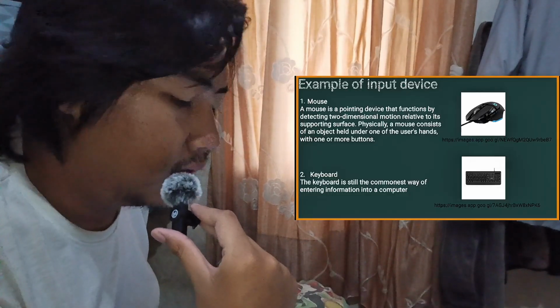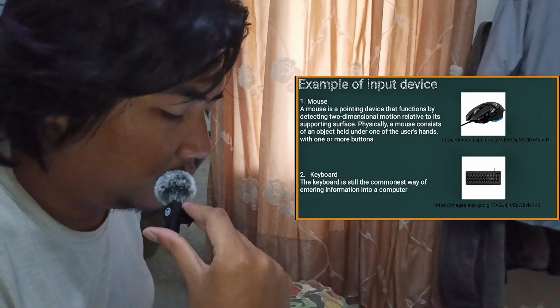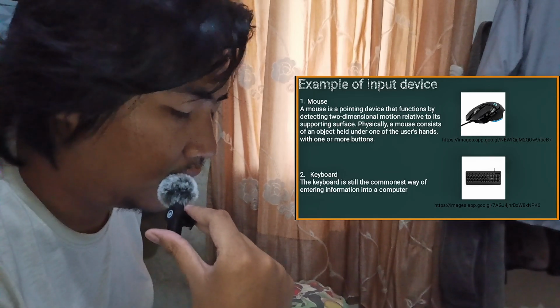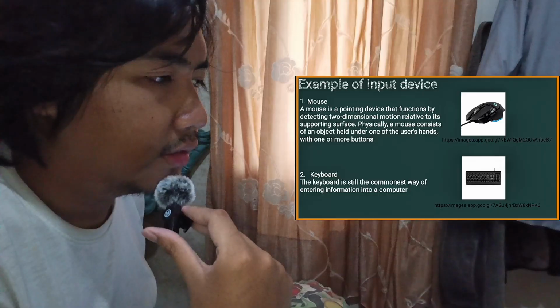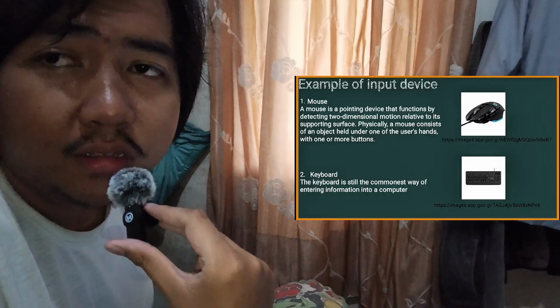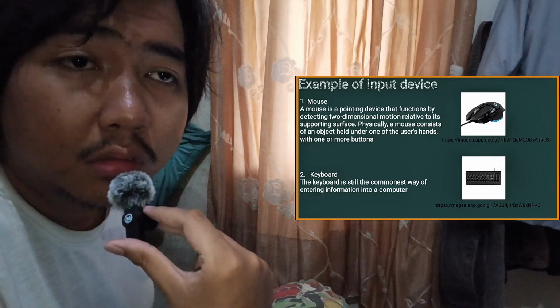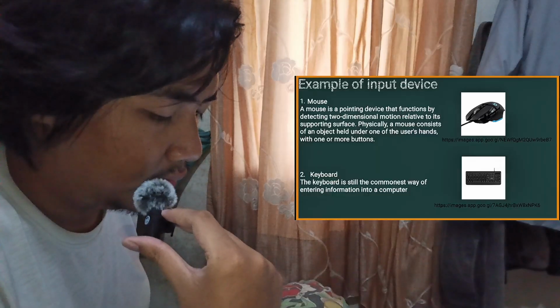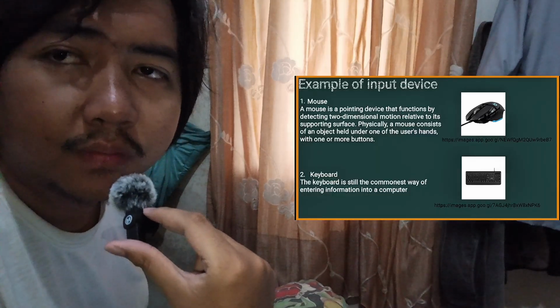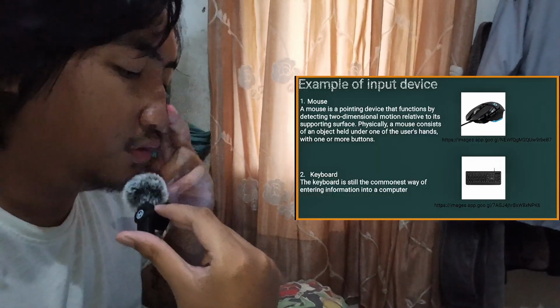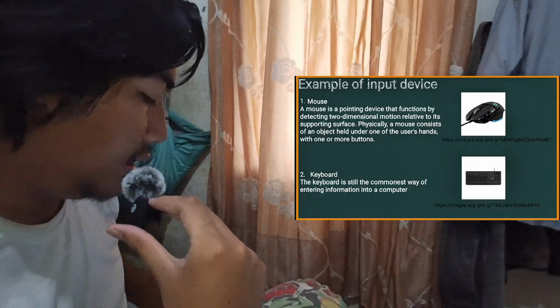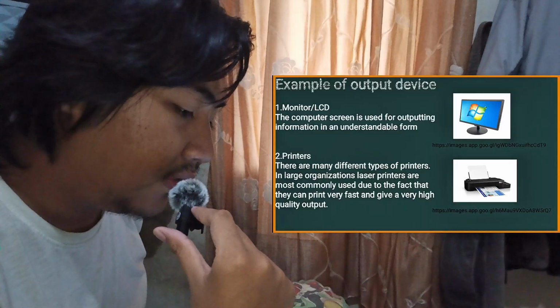The next one is keyboard. The keyboard is still the commonest way of entering information into a computer. Yeah, it's the commonest way and the easiest way to enter information into a computer. It's the easiest way to input something into a computer.